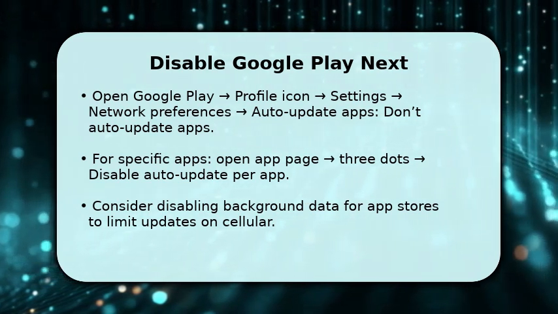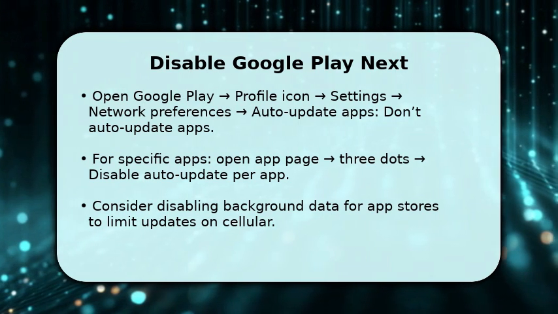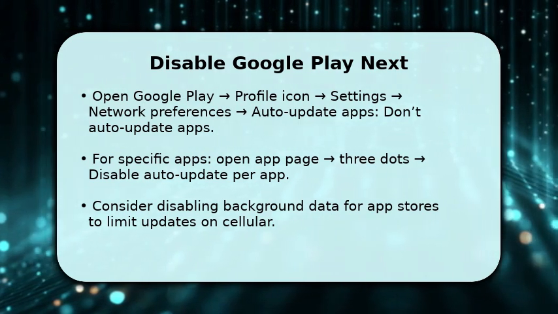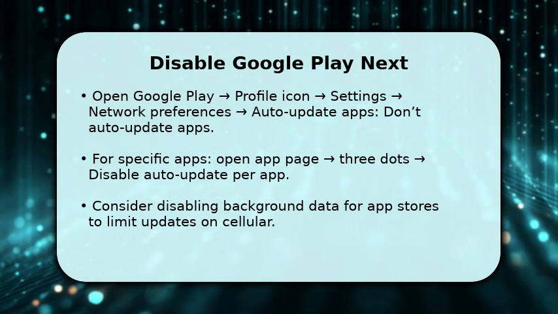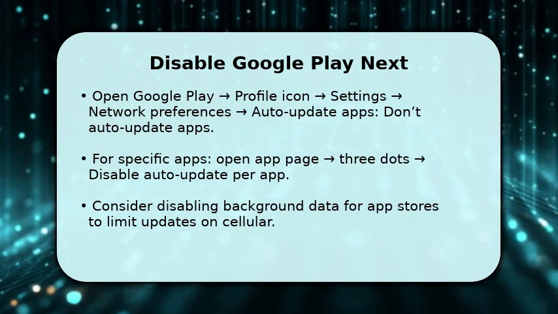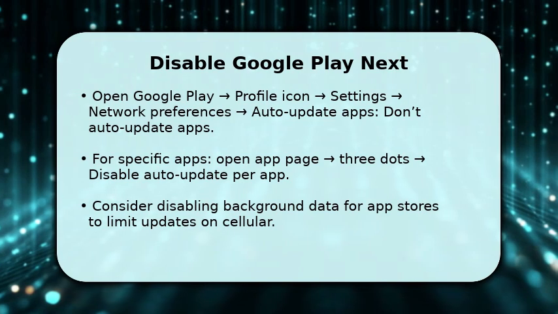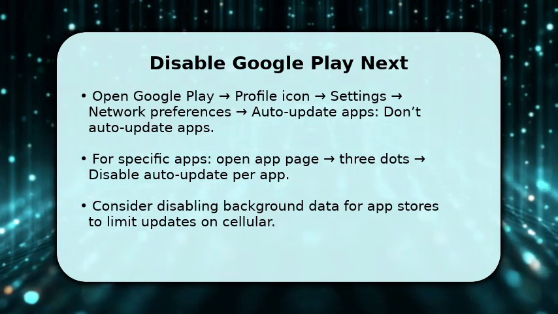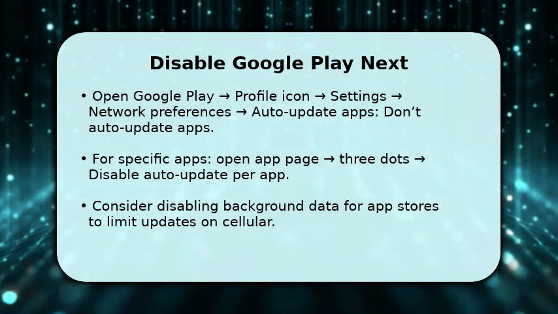Tap the three dots and uncheck Auto-Update to keep certain apps manual. Make sure to review background data permissions for store apps so they can't fetch updates over mobile. This reduces accidental updates and gives you manual control when you choose to update.